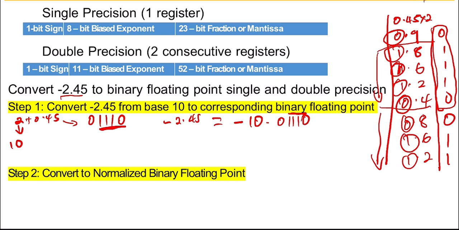So now what we need to do is normalize this one. To normalize it means we need it in 1 point something, right? So the normalization is going to be negative 1.001110, and this is repeating, times 2 to the power 1, right? So now that we have this, let's write it in single precision.